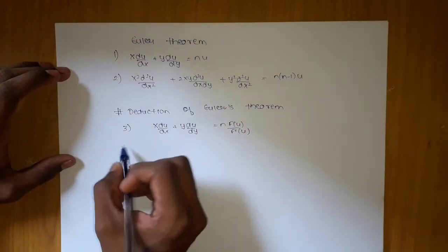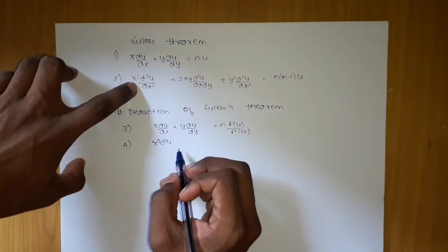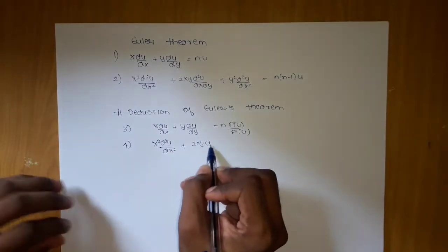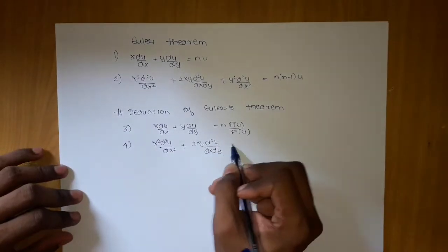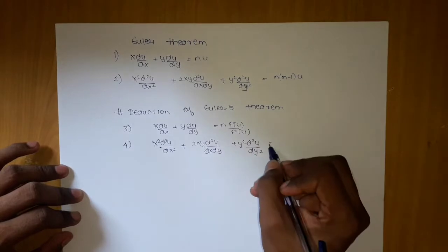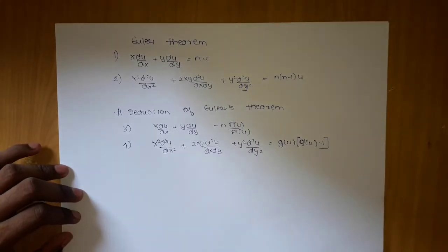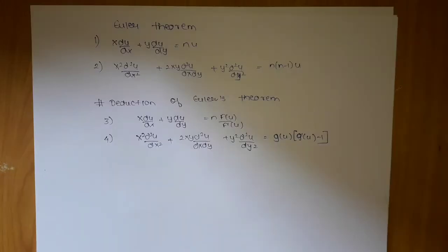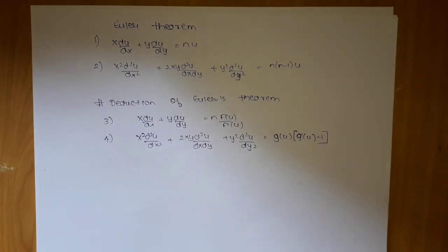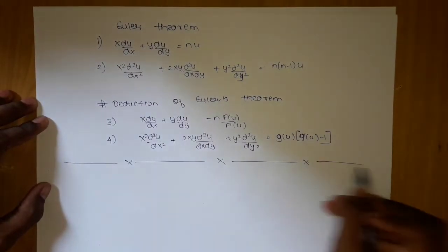Now the fourth formula, the deduction form of the second one, is x² ∂²u/∂x² + 2xy ∂²u/∂x∂y + y² ∂²u/∂y² = g(u)[g'(u) − 1]. Sorry, here I mentioned x square, it should be y square. So these were the two formulas which we are going to derive. Let's derive the third one.